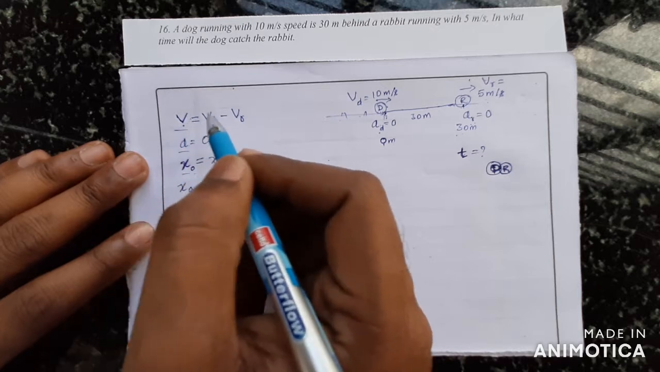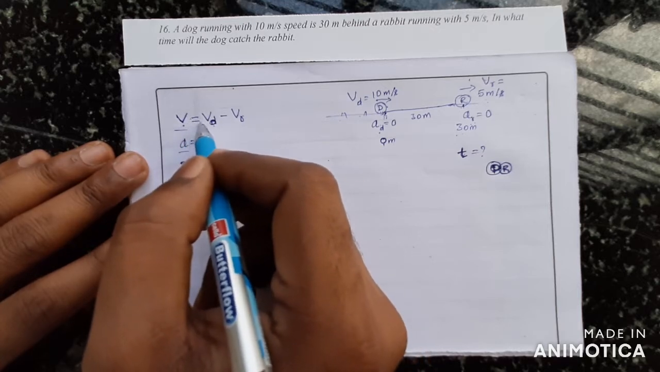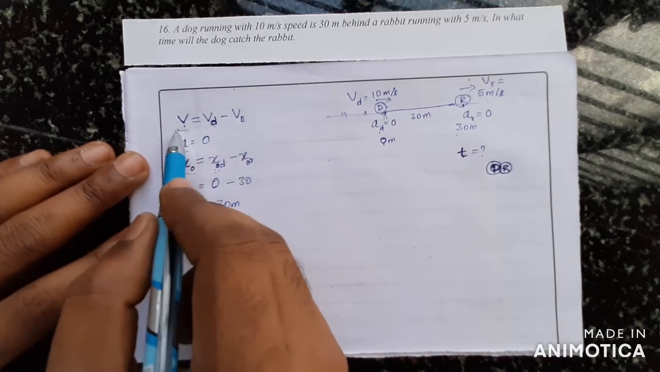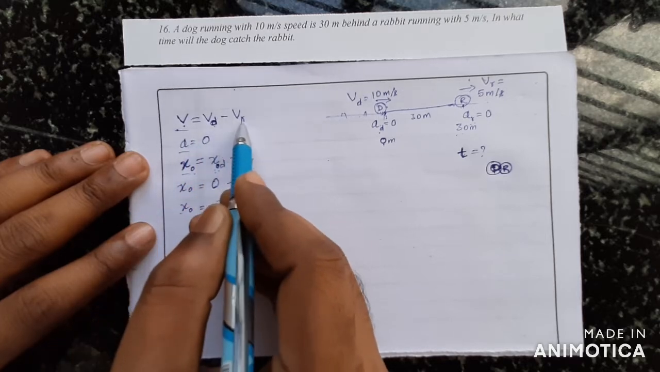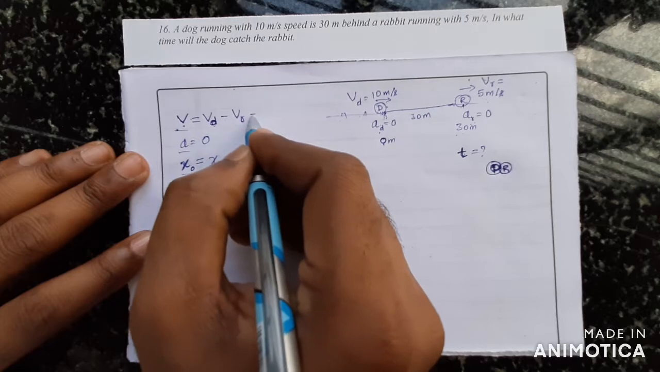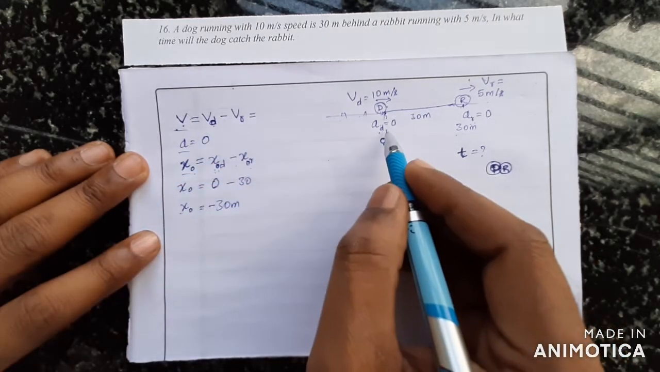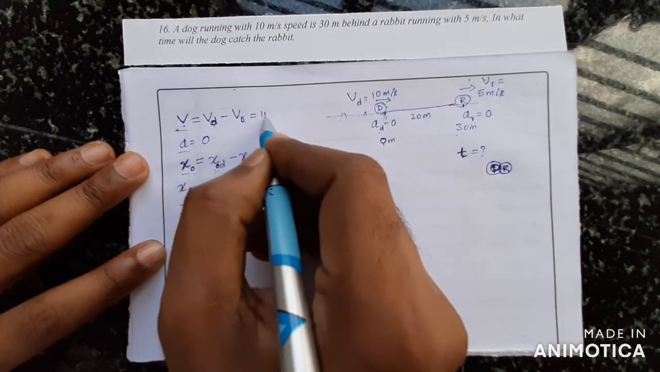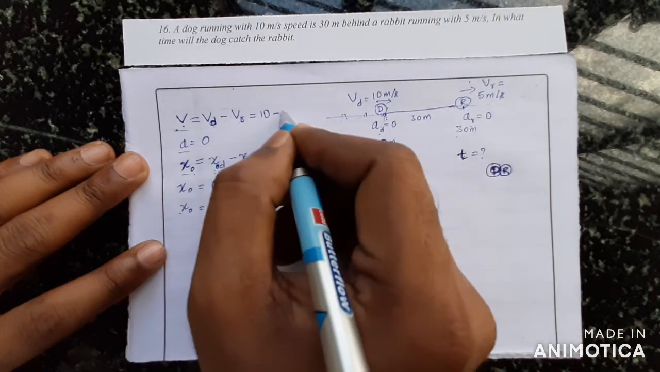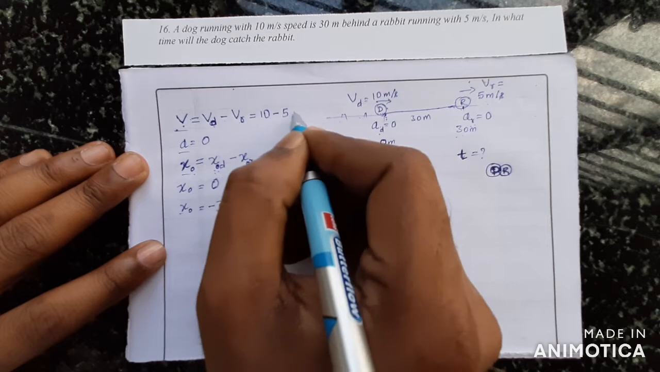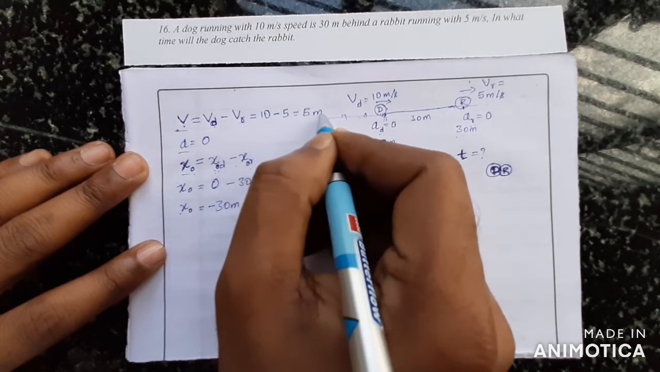It's not initial and final for velocity because velocity is constant. So relative velocity is velocity of dog minus velocity of rabbit. Let me solve it here. Velocity of dog is 10 meter per second minus velocity of rabbit, 5 meter per second. So it is plus 5 meter per second.